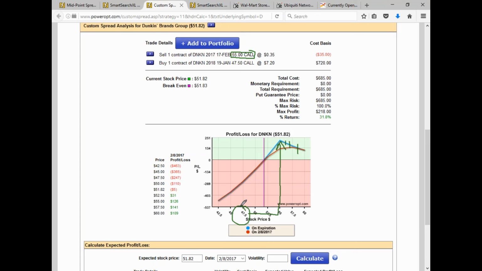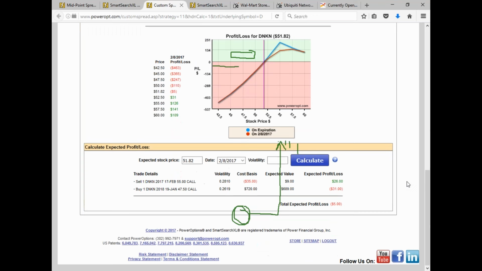But this is based on the theoretical value of this 47.5 January 2018 call if the stock's trading at 55 at February expiration. What can change? Well, the volatility could shift. It could drop, in which case this would be worth less. It could go up, in which case this would be more.